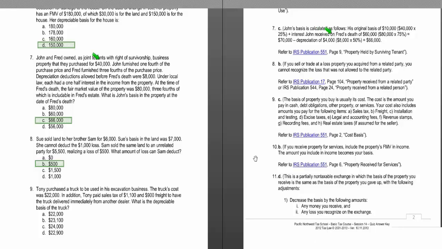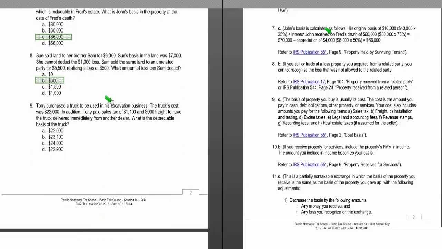So again, we calculate cost basis by looking at John's original cost of $10,000. He gets 50% of the $4,000 of depreciation claimed, and that reduces his basis down to $6,000. He then inherits $60,000 of business property on Fred's death, and that means that $6,000 plus $60,000 gives you a cost basis of $66,000.